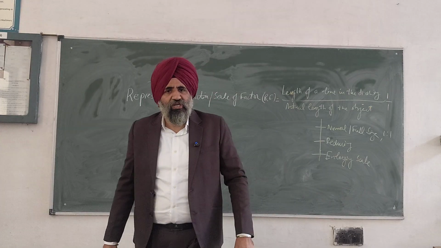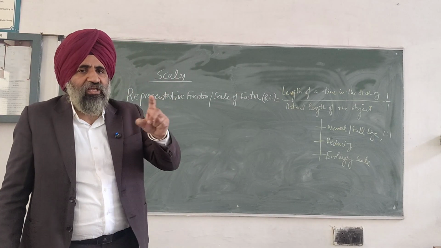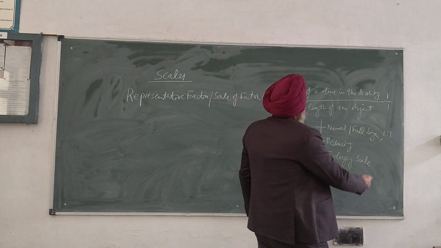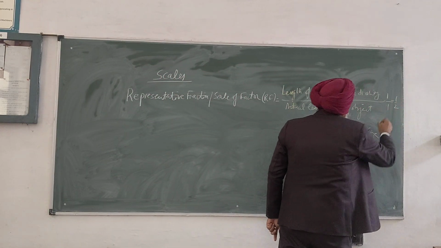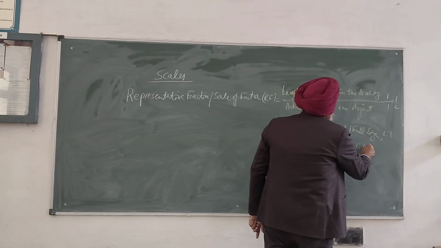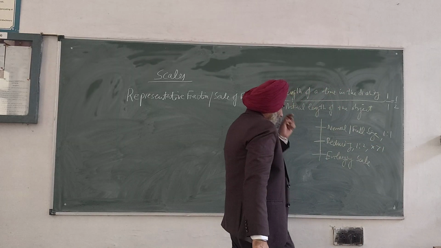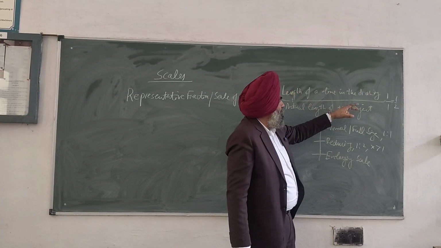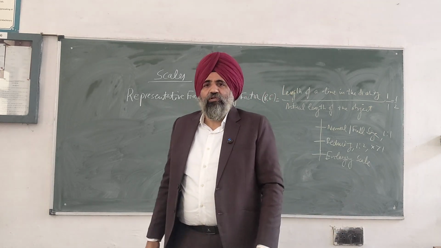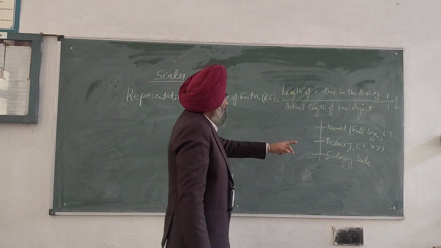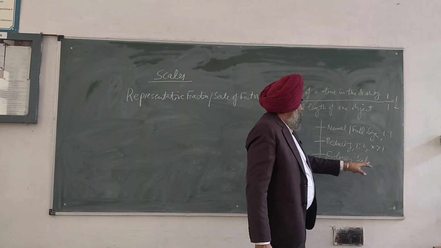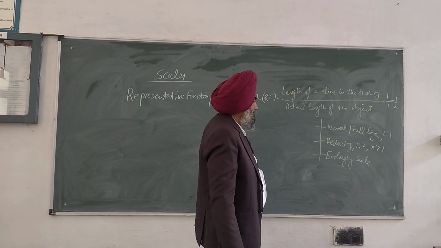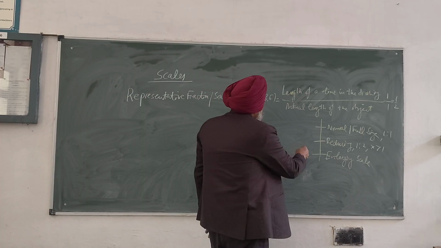Whatever the actual measurements given to you, we draw it on the drawing sheet or on plain paper using the same dimension. And if it is 1:2, what does it indicate? Your actual length of the object is 2 and you are reducing by half, meaning 0.5. This type of scale is known as reducing.